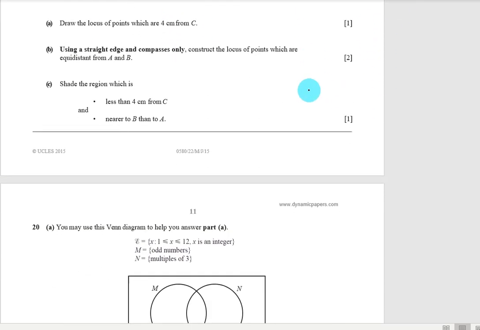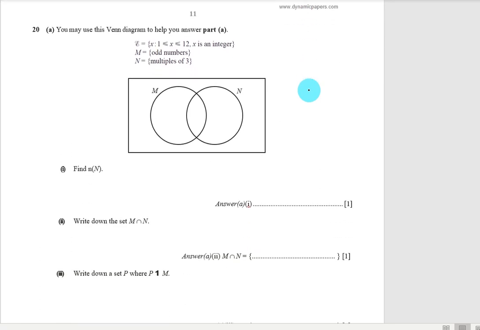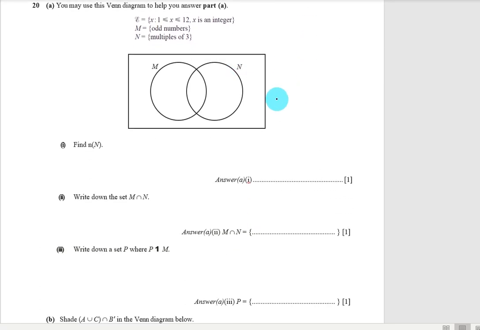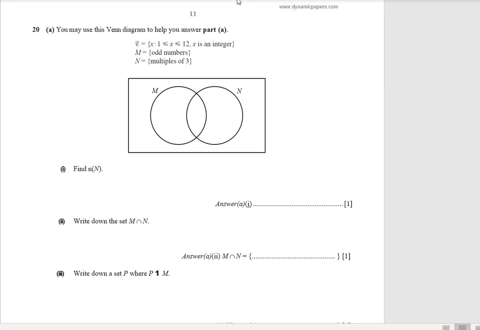Let us go ahead to another question. Here I have a Venn diagram question. You may use the Venn diagram to help you answer part A. He said that the total, the big set, is equal to x bigger than 1 and less than 12, and x is an integer.